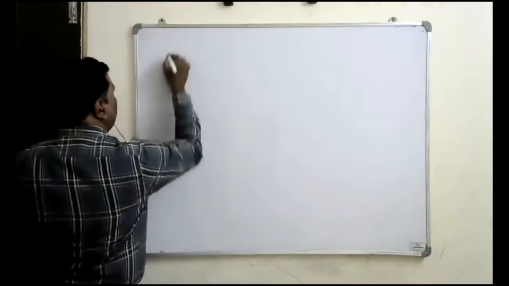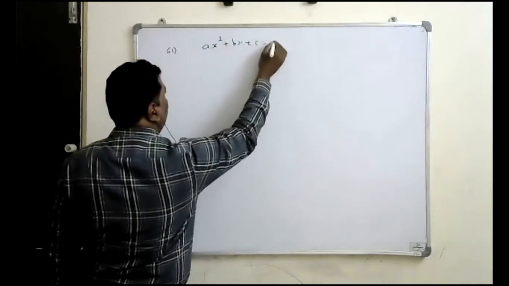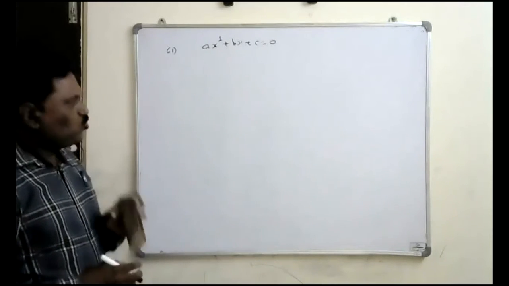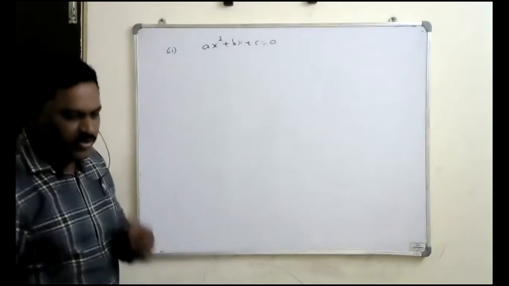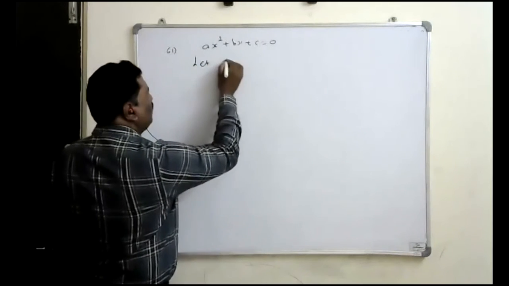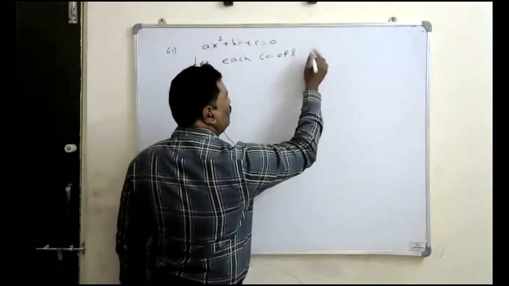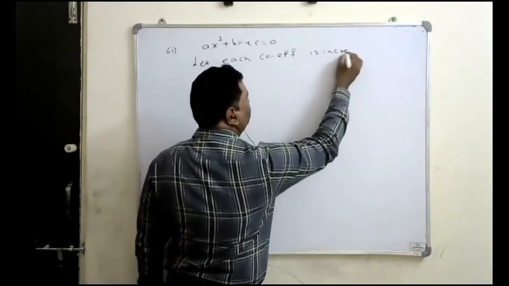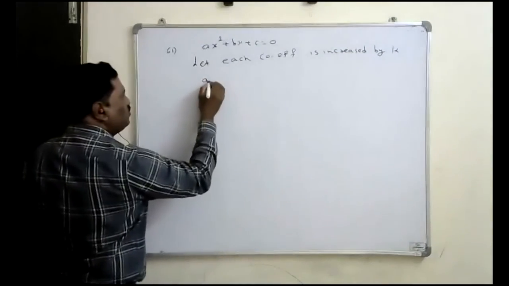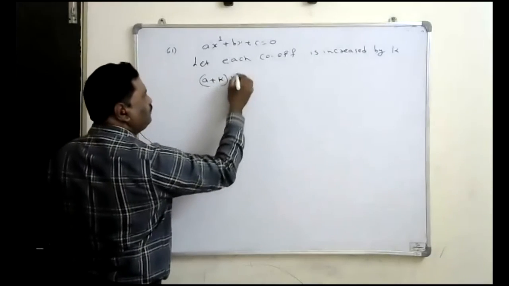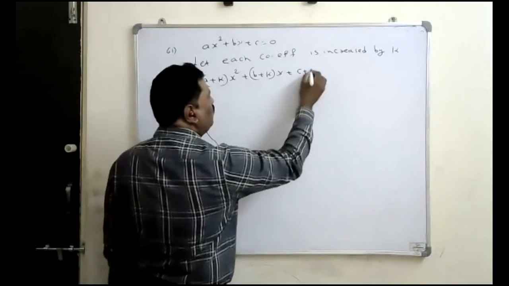Okay, because here they have given that ax square plus bx plus c is equal to 0. Here the coefficients are a, b, c. So each coefficient is increased by the same quantity. Let us assume that each coefficient is increased by k units. So the new equation is (a plus k) x square plus (b plus k) x plus (c plus k) is equal to 0.